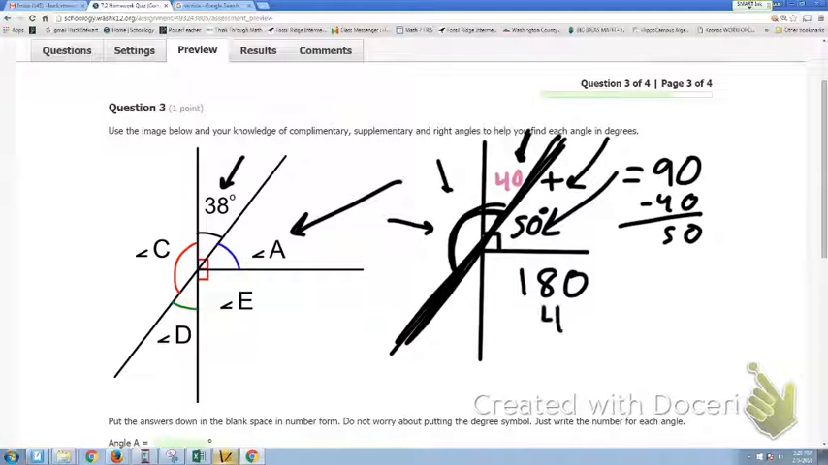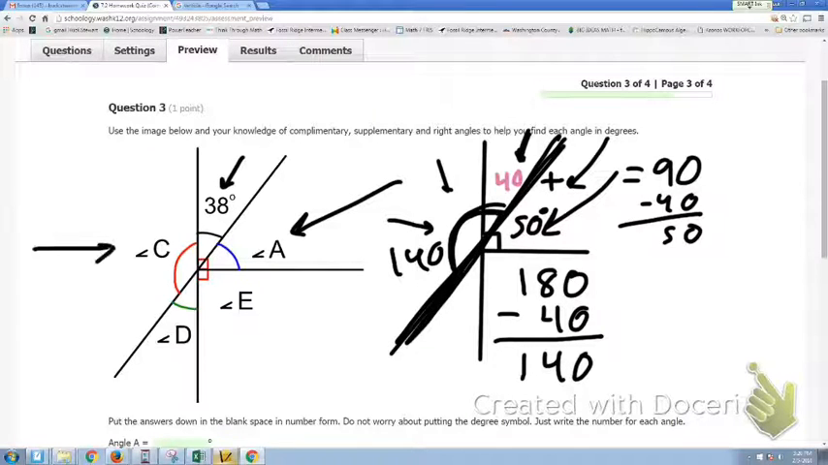And if I already know that part of it is 40 degrees, then I just subtract to find the remainder, 140 degrees. So I know that my example over here, again, this is mine, not yours. This is my example. I know that my angle right here is 140 degrees.